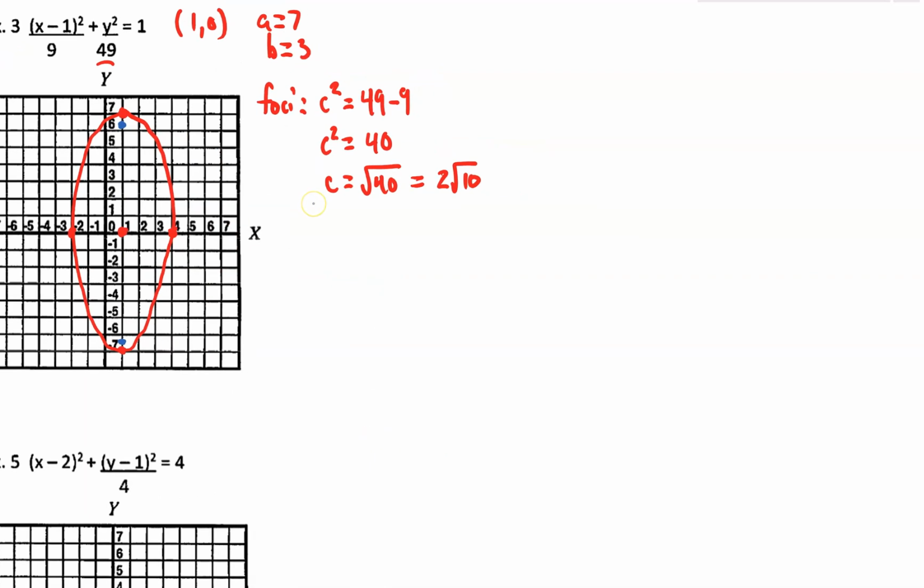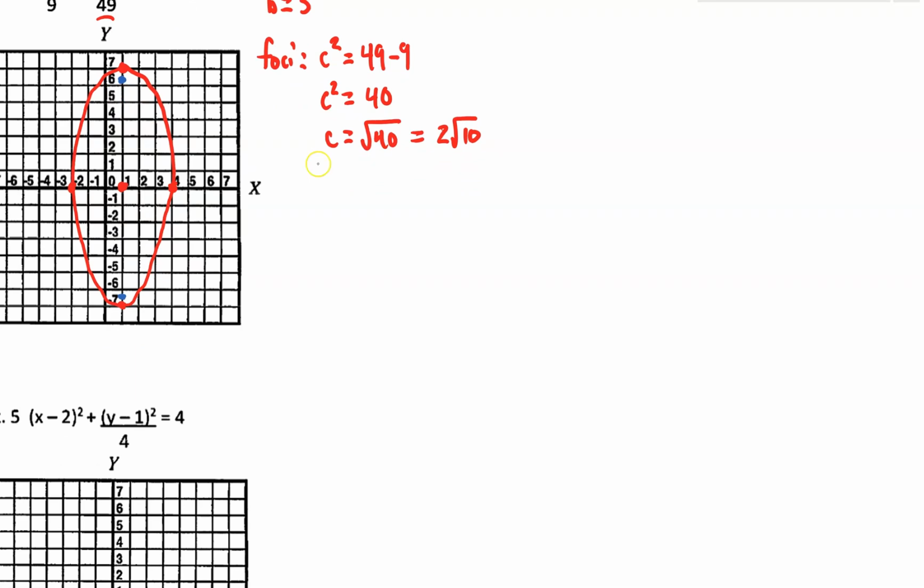Keep in mind, to state what those points are, what would you have to do? Well, you would have to shift your k value, correct? So in this case, the foci points would be over 1, and then from 0, because y is 0, you would add 2 root 10 and subtract 2 root 10. So that's just plus or minus 2 root 10, and that's how you would state the foci point. You would be stating it as an exact answer, not as an approximation. Hopefully that makes sense.